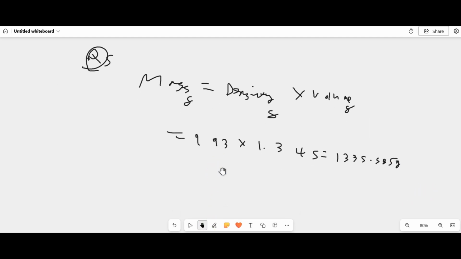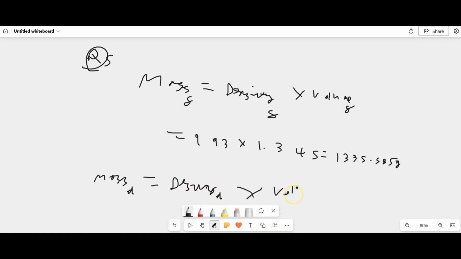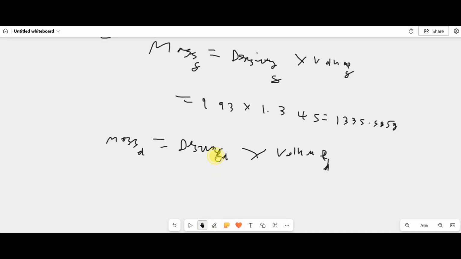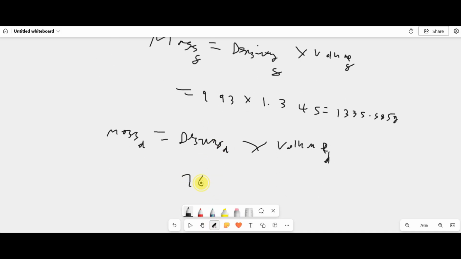Now you need to find the mass of dry. So mass of D here, that's going to be the same thing, so density times volume. So density of D times volume of D. So that's again going to be the density of D is 769 and times that by 1.125. That's the volume of D. So you're going to get 865.125. That's the amount of grams of that.